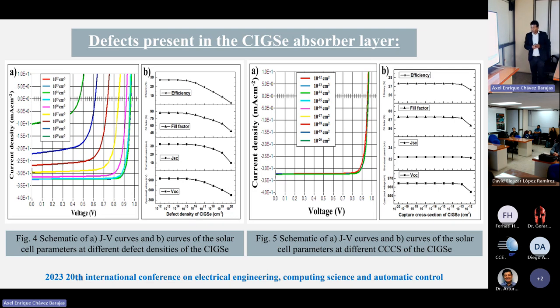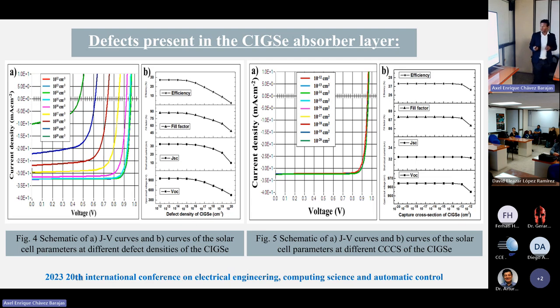And in the carrier capture cross-section here, we have varied from 10 to the power minus 20 to 10 to the power minus 12 centimeter square. The solar cell efficiency starts to decrease after 10 to the power minus 13. So with increasing carrier capture cross-section, the Coulombic attraction between the traps and the charge carriers is enhanced and as a result, the efficiency decreases.